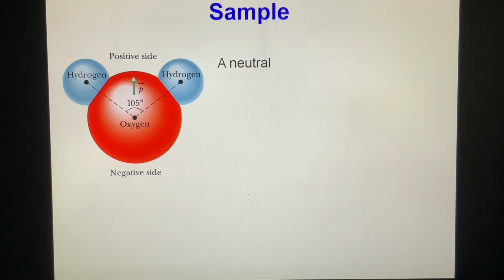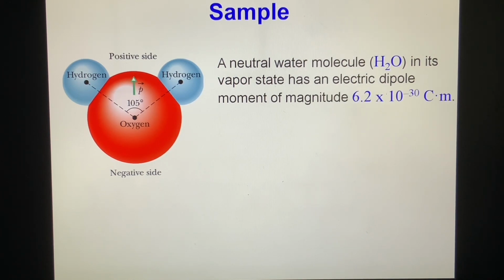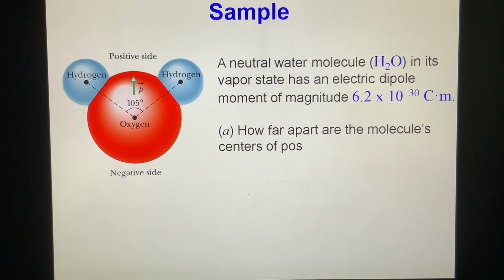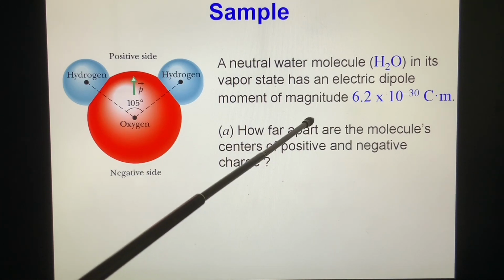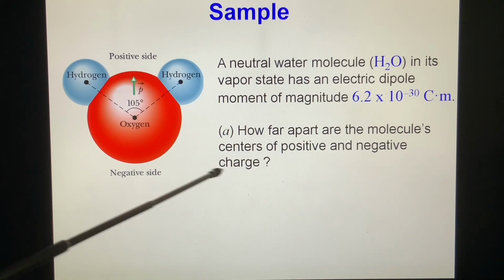Example: a neutral water molecule H2O in its vapor state has an electric dipole moment of magnitude 6.2 times 10 to the power of minus 30 coulomb meter. How far apart are the molecular centers of positive and negative charge?